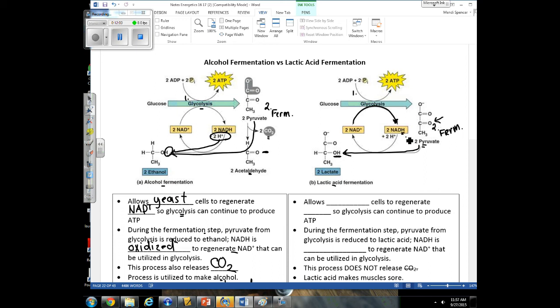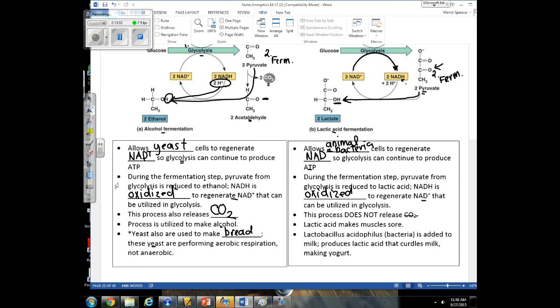So this is the process that allows animal cells and some bacteria cells to regenerate their NAD so that the cell can produce at least 4 ATP in glycolysis. And so we say that pyruvate is being reduced to lactic acid, NADH is being oxidized to regenerate that NAD. Now, notice that there's no release of carbon atoms. So this process does not release CO2.